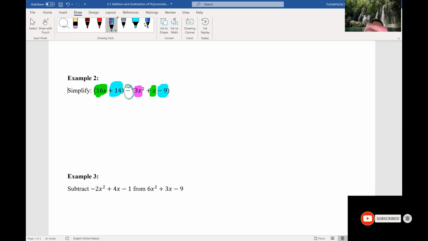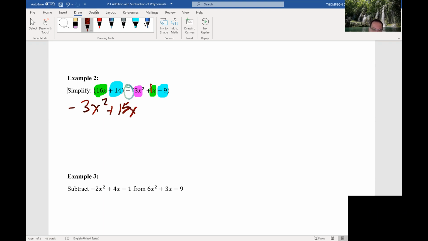So 3x squared by itself is on the right, and there's a minus in the middle. So we'll change that to a negative 3x squared. We have 16x minus x. There's an imaginary 1 in front of x. So 16x minus x would be just 16 minus 1, which is 15x.